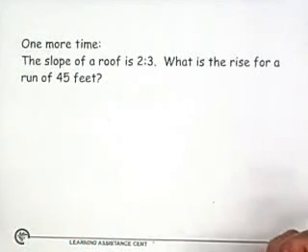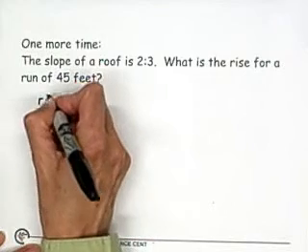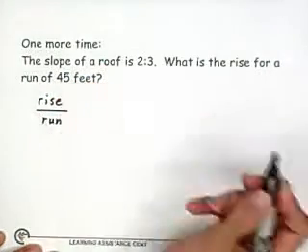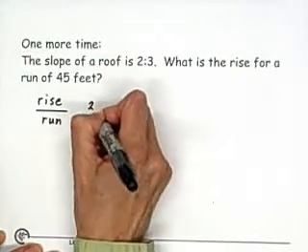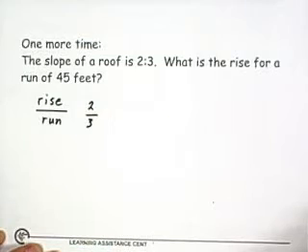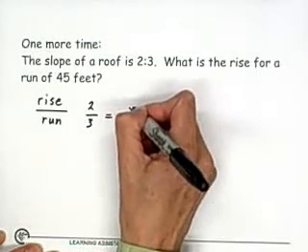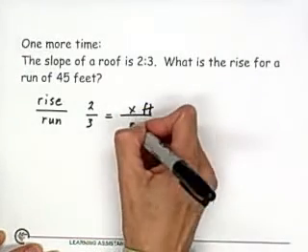One more time. The slope of a roof in this case is 2 to 3. What is the rise for a run of 45 feet? The formula for slope is rise over run. The ratio is 2 to 3. What is the rise for a run of 45 feet?